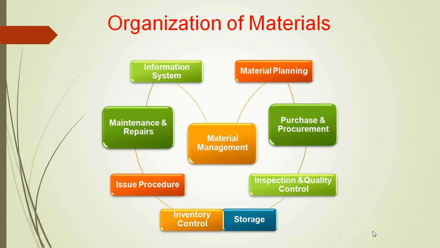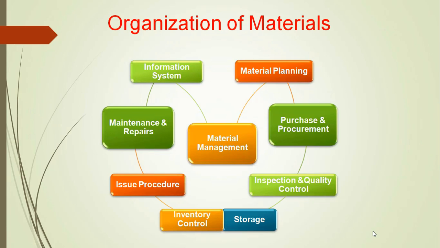For example, in a construction site, we have brought cement in huge quantity. We must be able to check the quantity. We must check the quality through proper inspection and control. Then storage. There is a storage criteria for cement. As per IS, it should be kept at a moderate temperature. Then inventory control, then issuing to the various sites, followed by repair and maintenance, and finally the information system.